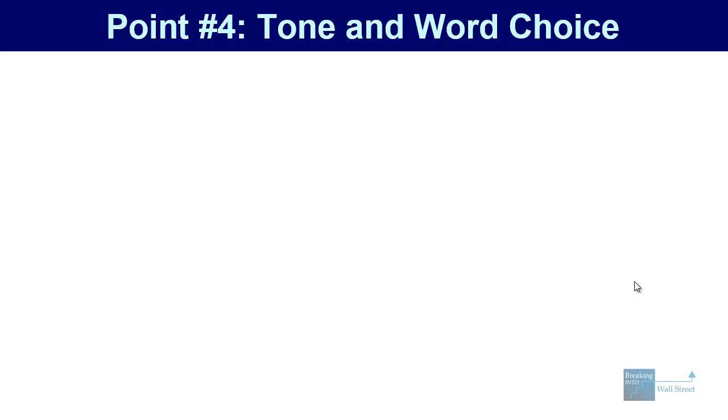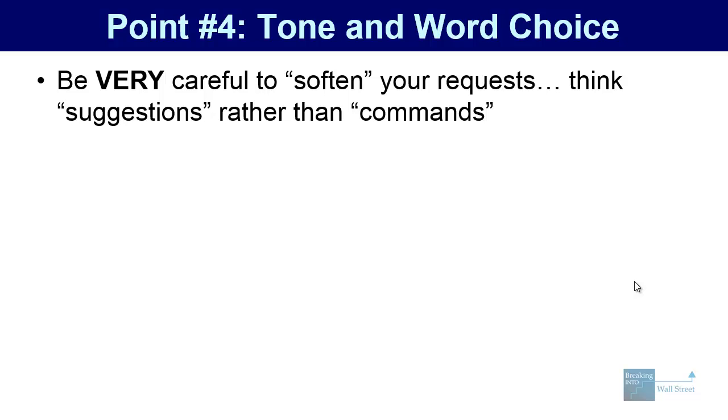Let's move to point number 4, tone and word choice. With this one, you have to think about softening your requests. When you email people, you never want to give them commands or orders or directives. You want to make suggestions, and you want to leave open the possibility that perhaps they cannot help you. So you want to admit that up front if you can and say, you know what?